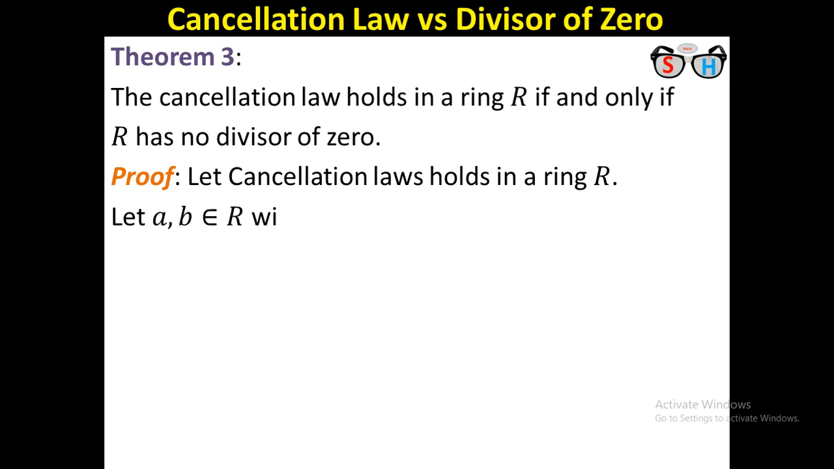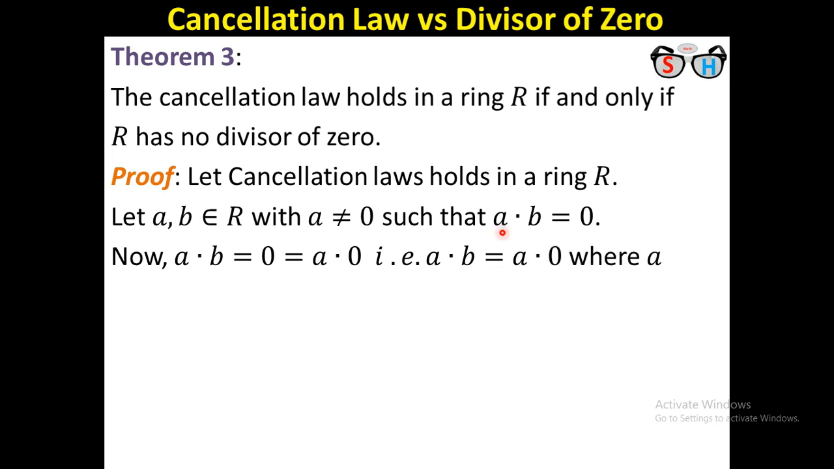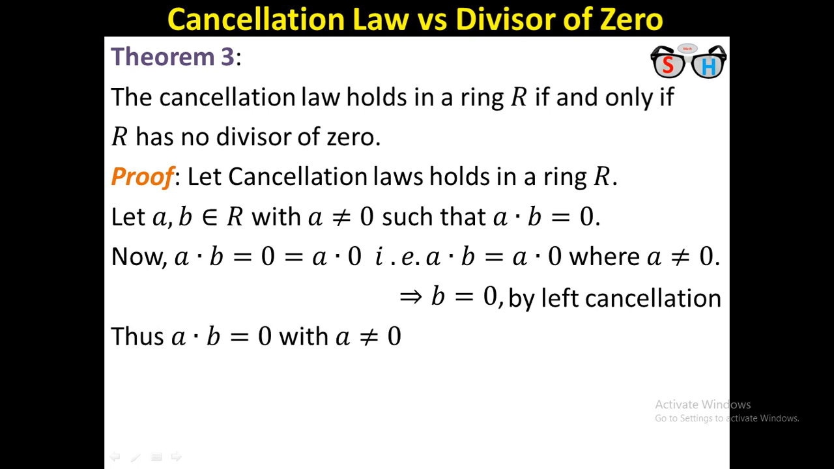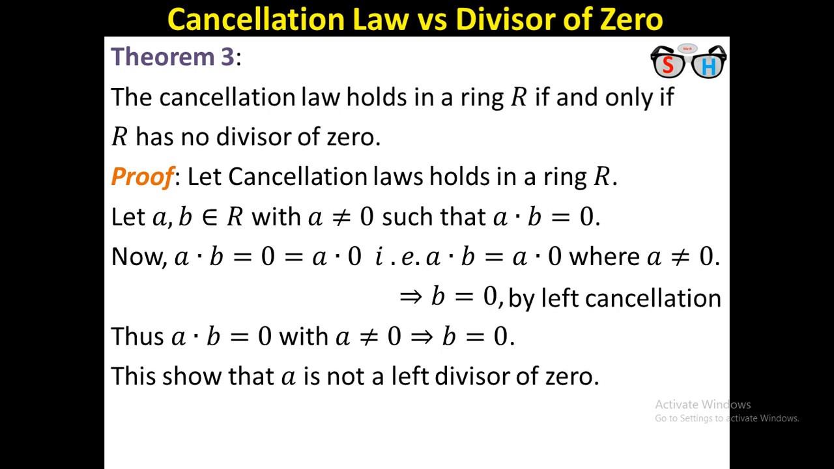Here you see that A dot B is 0. Again, 0 can be written as A dot 0. So A dot B equal to A dot 0. Since cancellation law holds and A is non-zero, you can cancel A from the left side by using left cancellation law. So B equal to 0 by left cancellation law. Thus A dot B equal to 0 with A non-zero implies that B equal to 0, so A is not a left divisor of 0.